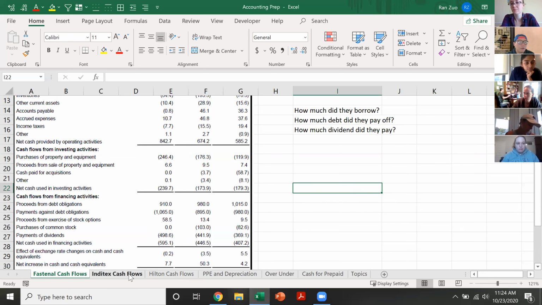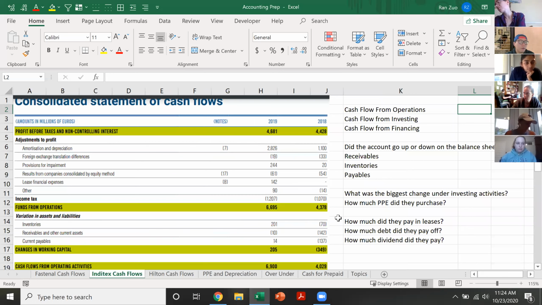Now we'll move on to Inditex. Does anybody know Inditex? Anybody buy Zara? Yeah, that really rich guy. Very cool. All right, same kind of activity: cash flow from operations. What is it? And this is a European company, so it's IFRS. It looks a little different.